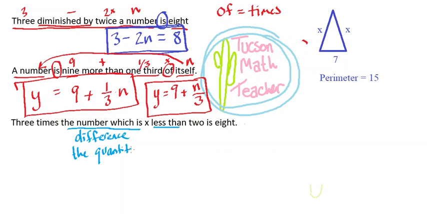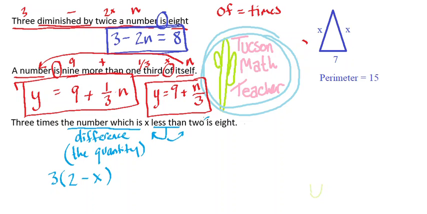Quantity just means put parentheses around whatever it is I'm about to describe. So this is saying 3 times this bit of the expression, which is x less than 2. Now remember, less than means take this thing and subtract it from this thing. So we're going backwards. We're going to flip them around. So it's going to be 2 minus x. That's x less than 2. So the number that is x less than 2 is 2 minus x, and we're going to multiply that number by 3.